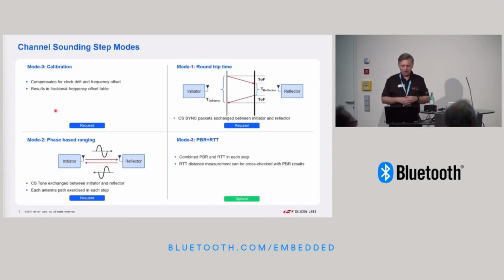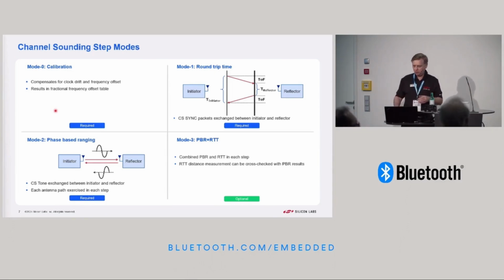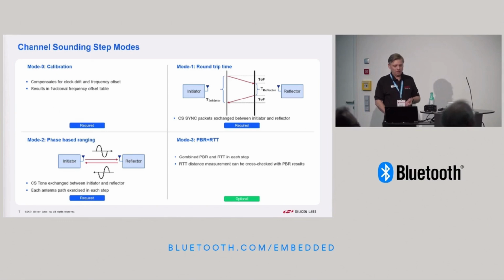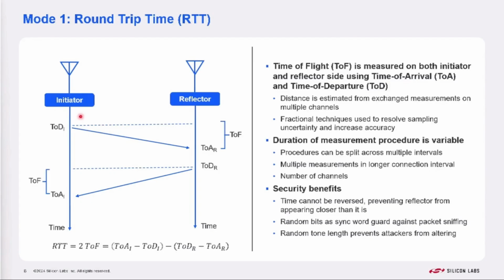We'll go through the advantages of that later, but it's important to note that mode 3 is an optional mode. A channel sounding device does not have to support mode 3, but modes 0 through 2 are required. So let's dig into RTT a bit.